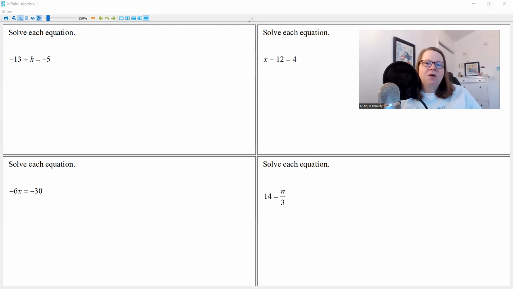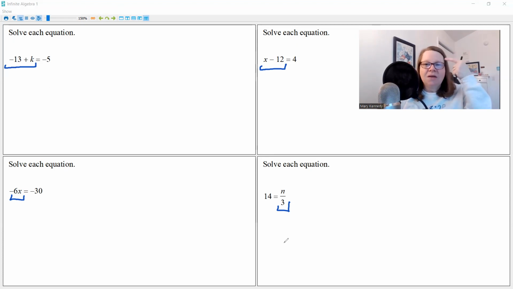Anytime you're solving an equation, you want to start by figuring out where is the variable. The variable just means where's the letter, the x. And it's not always an x, but x is the general letter that we use. In this case, on the first one here, I see that it's k. I'm looking at which side of the equation it's on. Here I've got x minus 12. Here I've got negative 6x. And over here I've got n over 3. So I found the letter and I've noticed what side of the equation it's on.